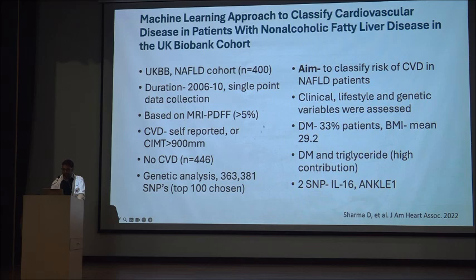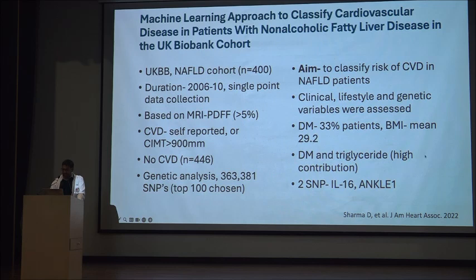MRI-PDFF was defined as more than 5%. The genetic analysis covered nearly more than 3.5 lakh SNPs, with the top 100 chosen. The aim was to classify cardiovascular disease in the NAFLD patients. All the clinical and lifestyle variables, that is how sedentary their lifestyle is, how many hours they watch TV and so on, were assessed, along with the genetic variables. In the overall cohort, 33% of these patients were diabetic, with a BMI of 29.